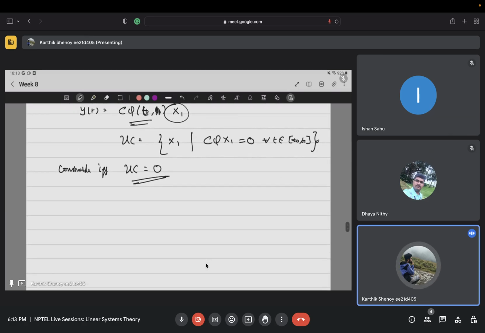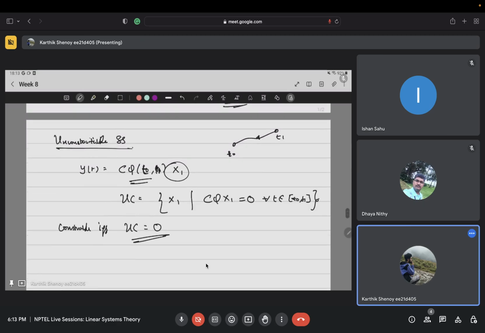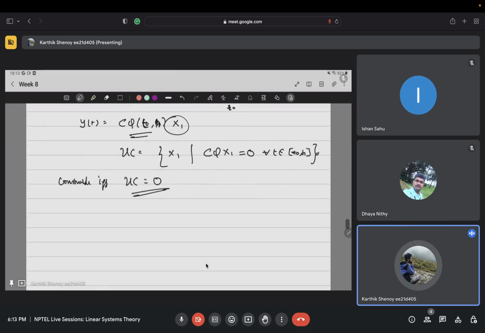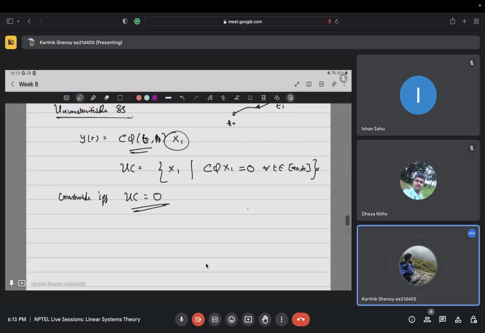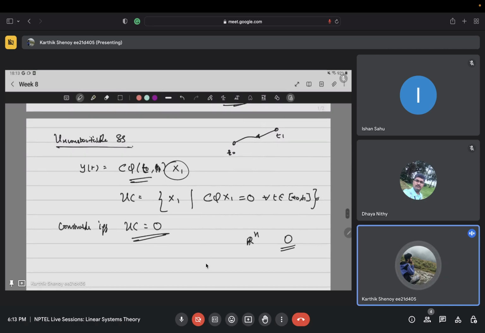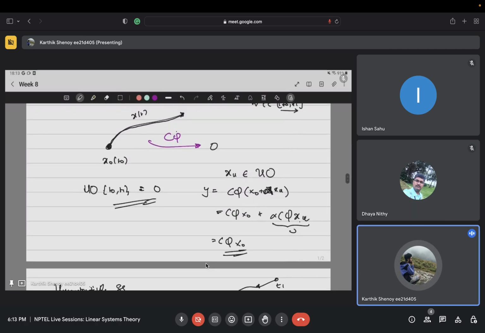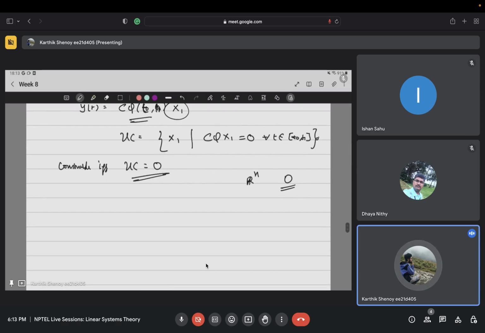When you see observability compared to controllability, what we wanted was the controllable subspace should be the entire R n. Here the unobservable subspace should only be 0. Okay. Did I say kernel? I think it comes later on. It's not the kernel, it's just your set. So it should contain only the 0 vector. Okay. So that's the thing.